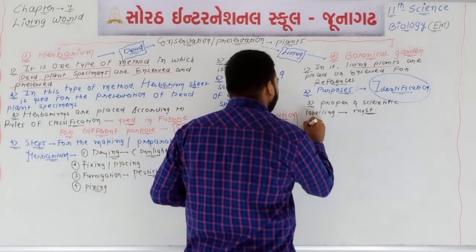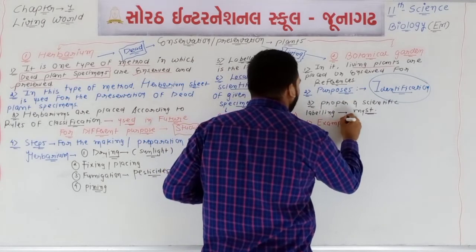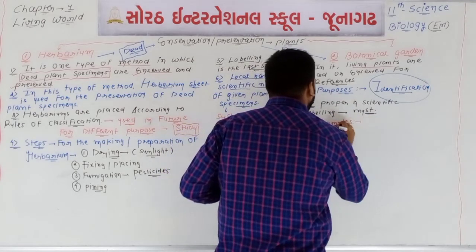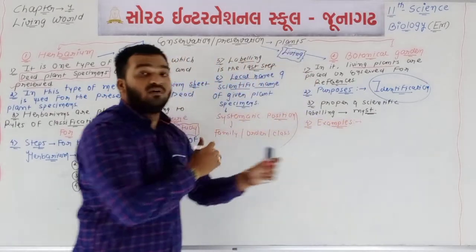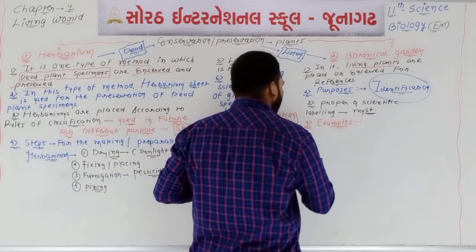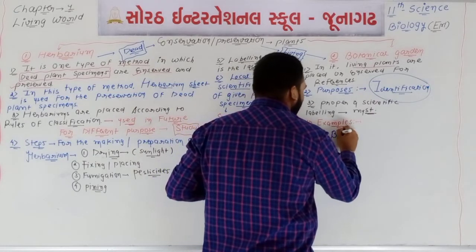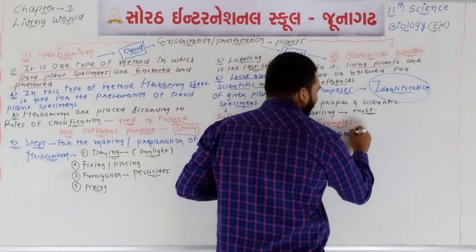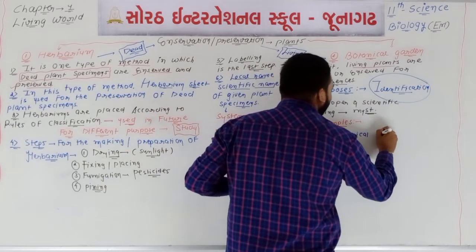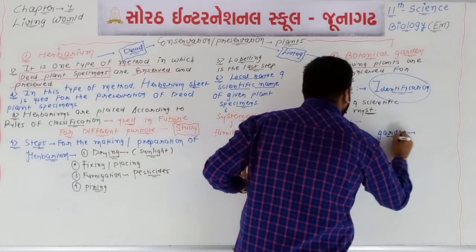In point number 4, we are going to write some examples of botanical garden. See, the first example, we can say, is the Kew Botanical Garden. Kew is not a question. The first one is the Kew Botanical Garden.